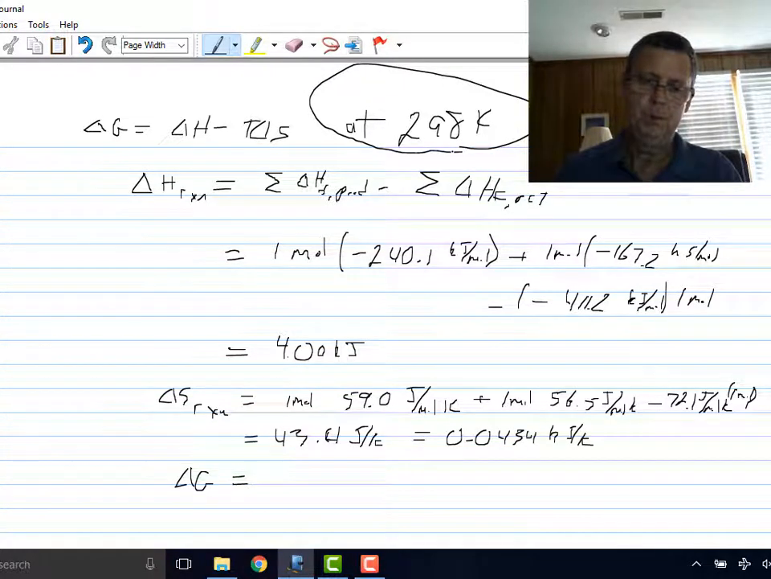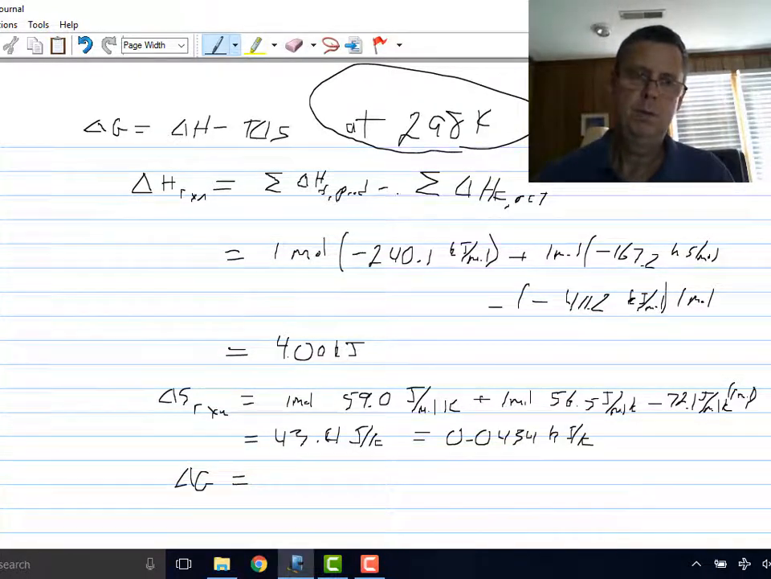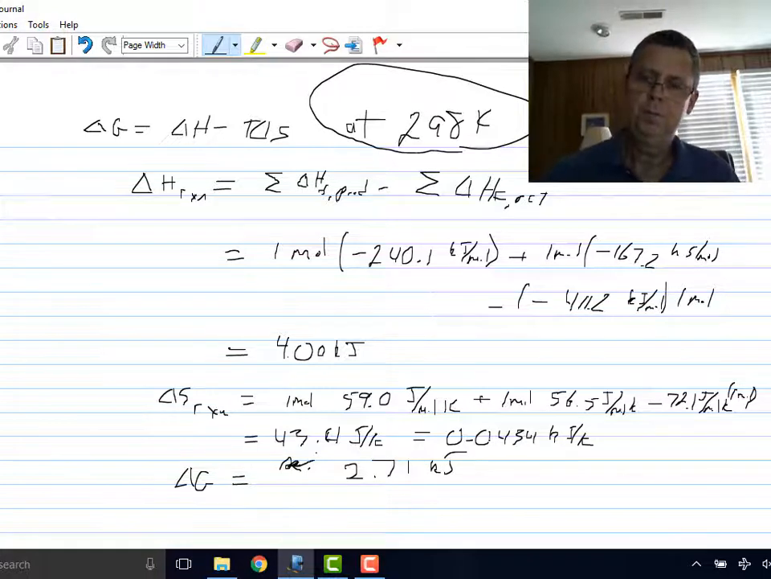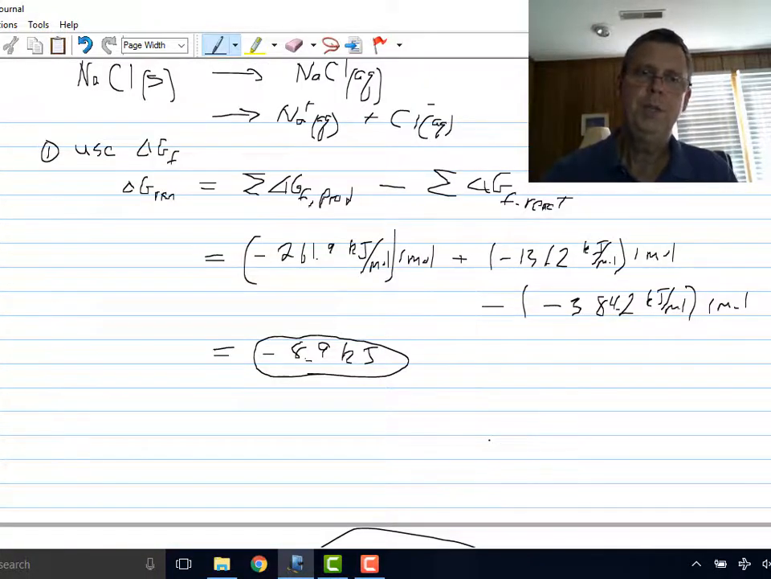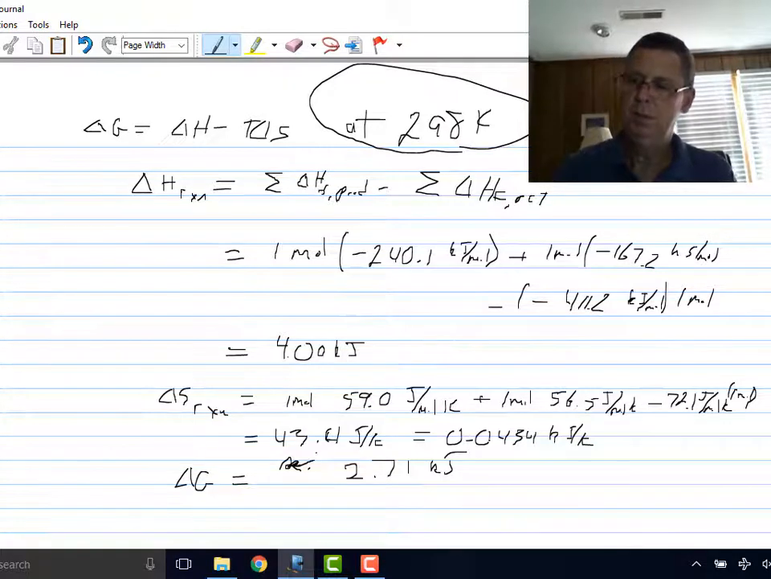So in this case, it's going to be 4 kilojoules per mole minus 0.00434 times 298. Gives us 2.7 kilojoules, which is different than negative 8.9. So again, I know I've done something wrong here.